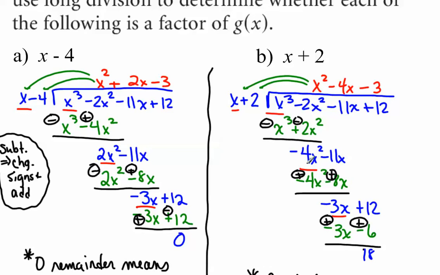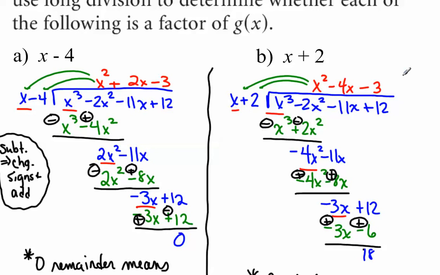And then we take negative 4x squared, divide away an x, that would leave me with a negative 4x. Now negative 4x times x is negative 4x squared. Negative 4x times positive 2 will be a negative 8x. Change both of those signs and then add in your column. Negative 4, positive 4 cancel. Negative 11 plus 8 leaves us with negative 3x. Bring down our plus 12 and do one last little problem.